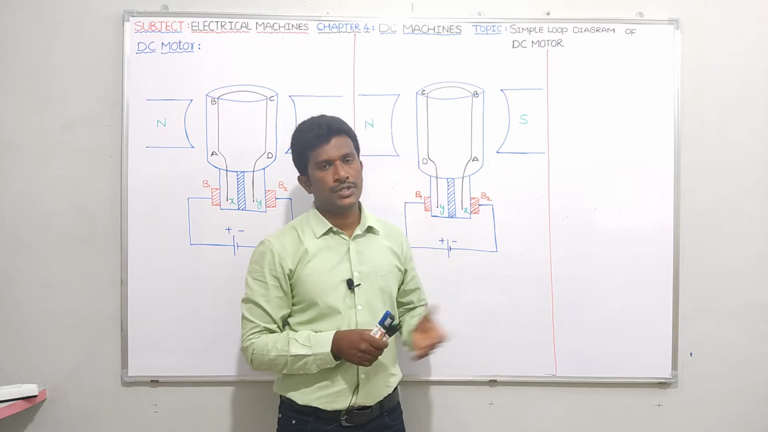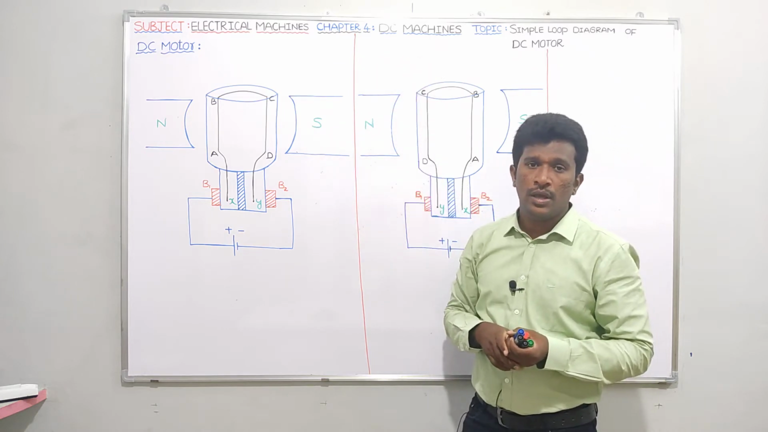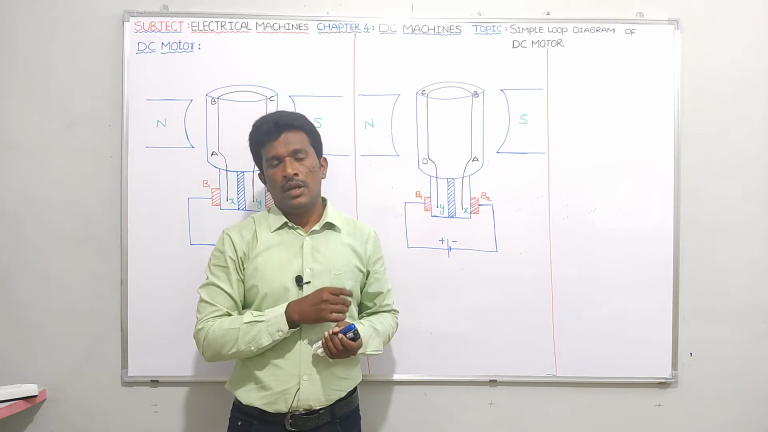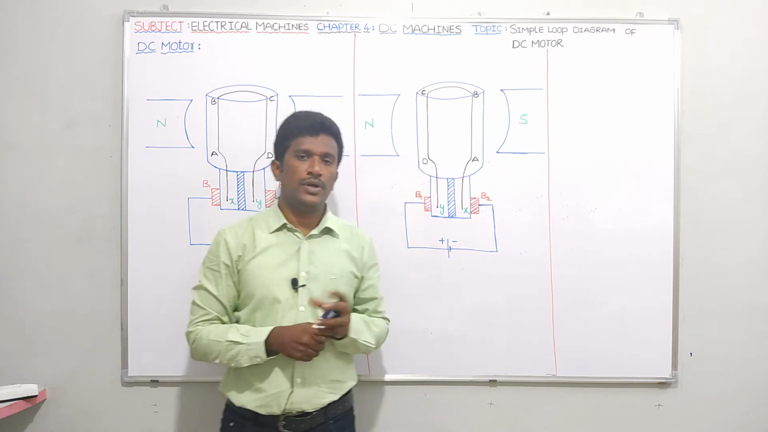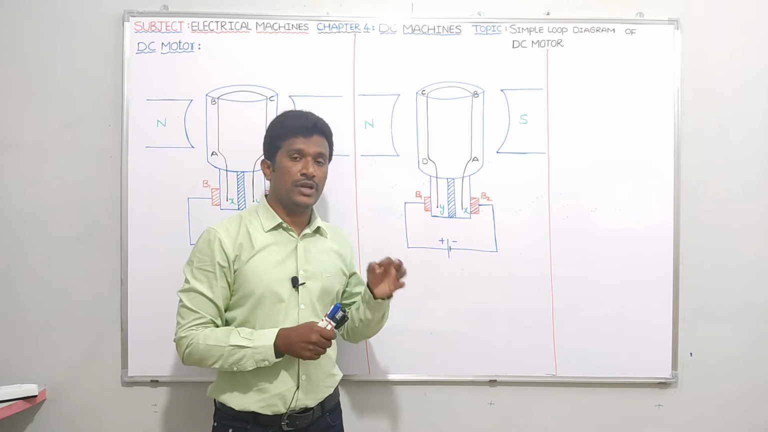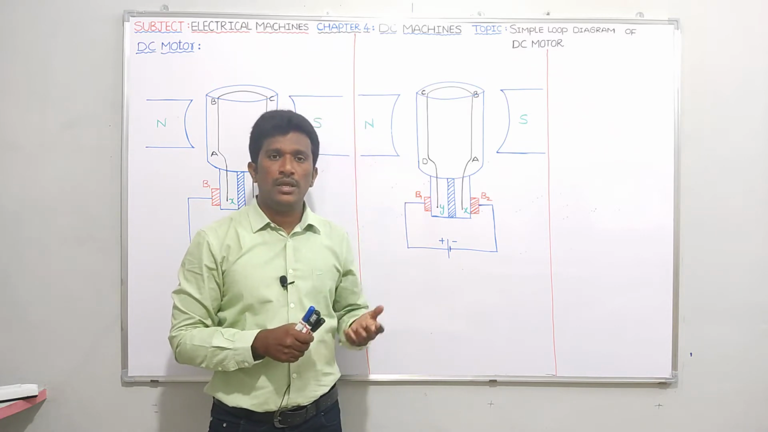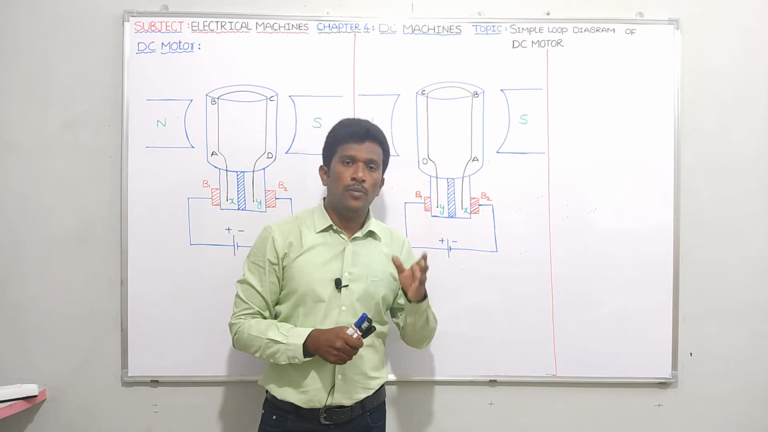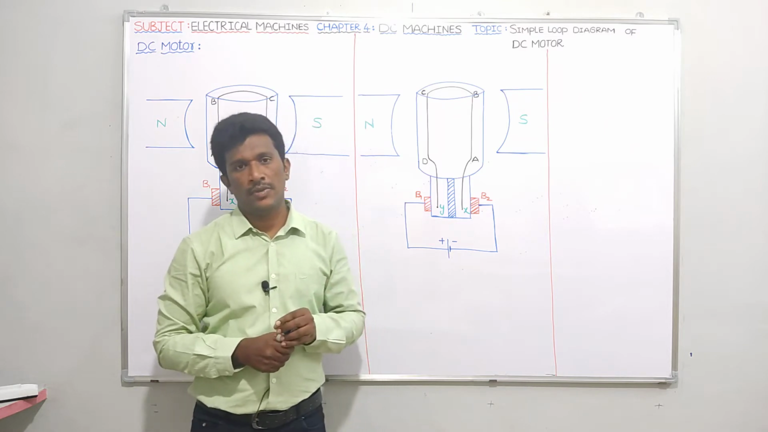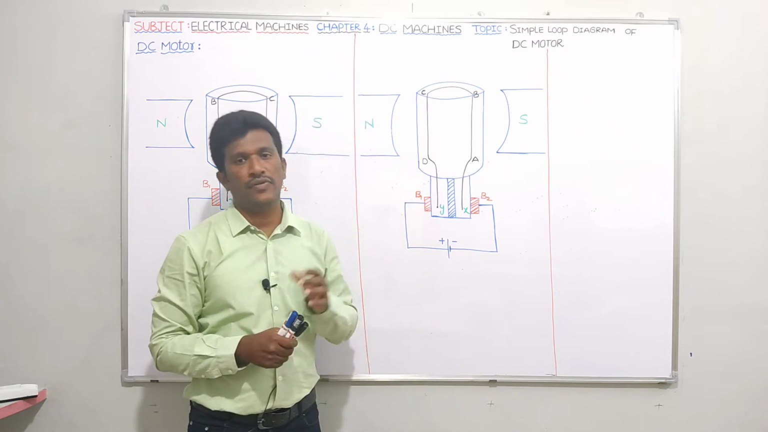In the last session, we started DC machines, chapter number 4, and we discussed a simple loop diagram of a DC generator. Can you please tell me what was the conclusion in the previous video? In a DC generator, because of generator action, the type of EMF induced in the armature winding is AC. Though the EMF induced in the armature winding is AC, the commutator converts AC to DC, and DC supply is given to the load through brushes. Therefore, in a DC generator, the commutator acts as a mechanically rotating rectifier.